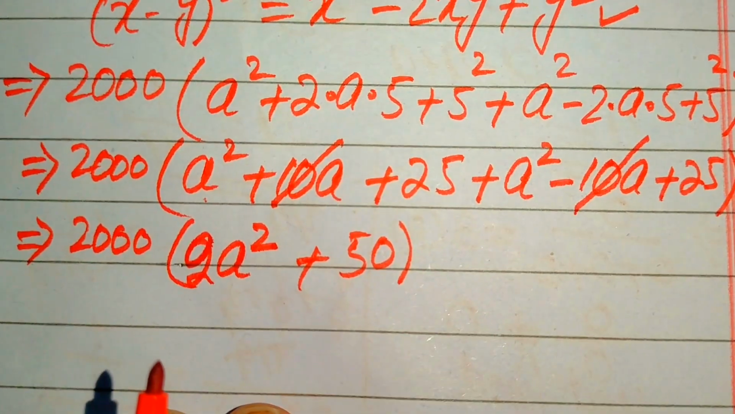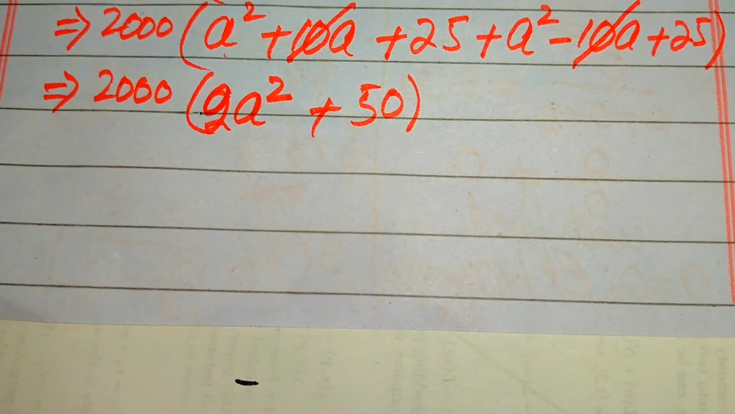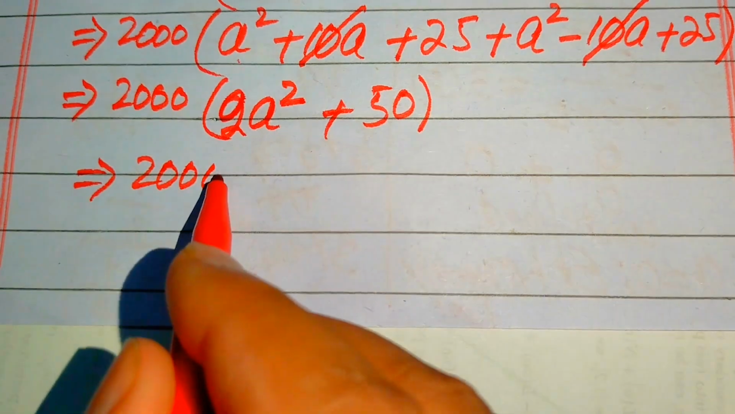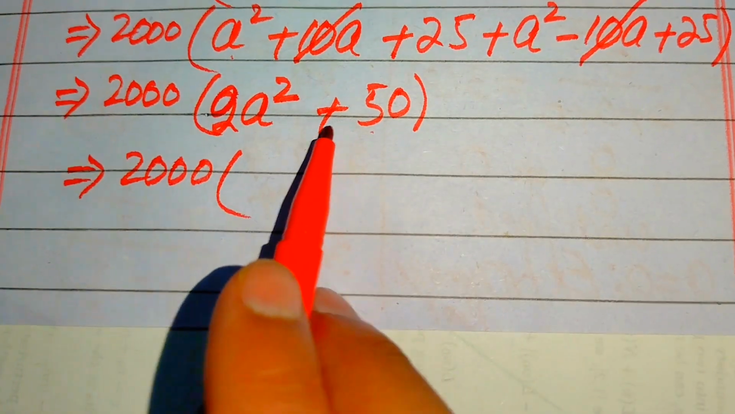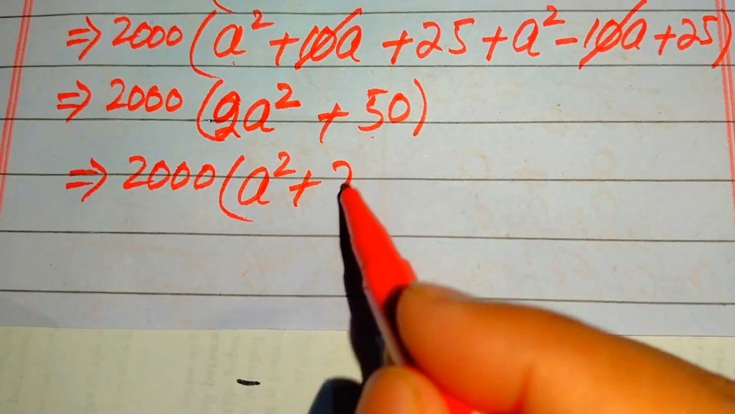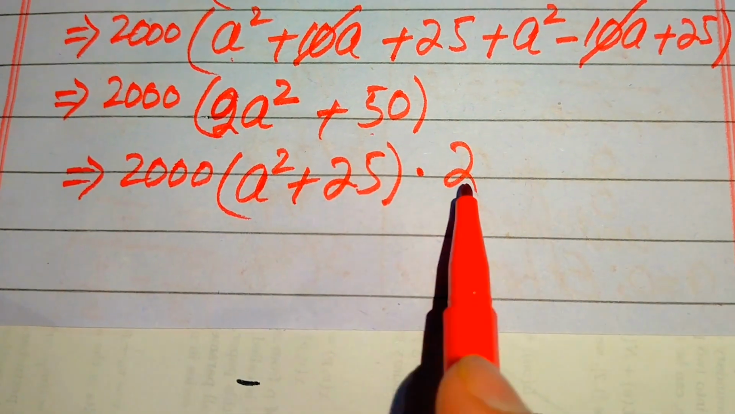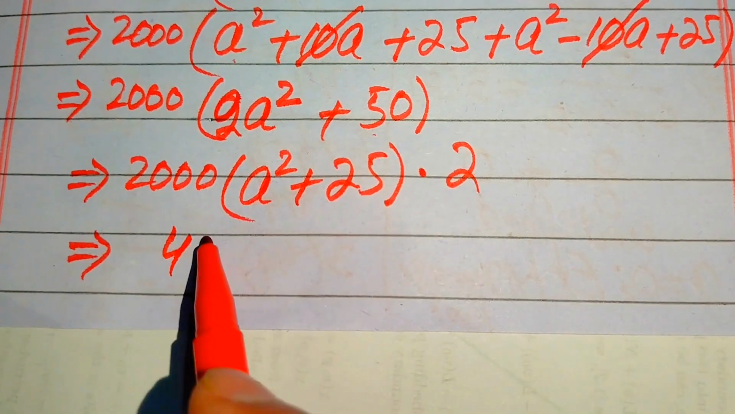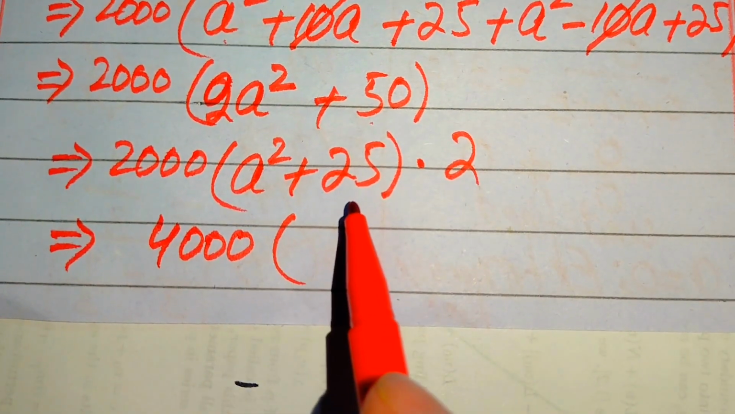And now we need more simplification to write our answer into the simplified form. So we have 2000 times. Here you see that both of these two terms involve 2. We need to take common 2 from here, and we get the remaining values: a square plus 25 times 2. And here we multiply this 2 with this 2000, and we get 2 twos are 4, it becomes 4000, and here we have a square plus 25.